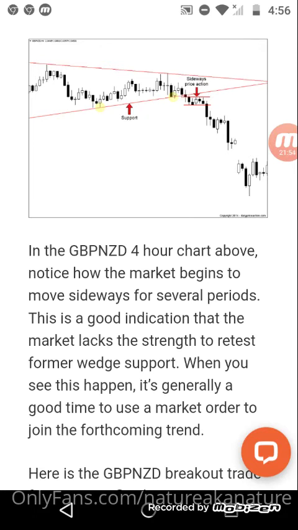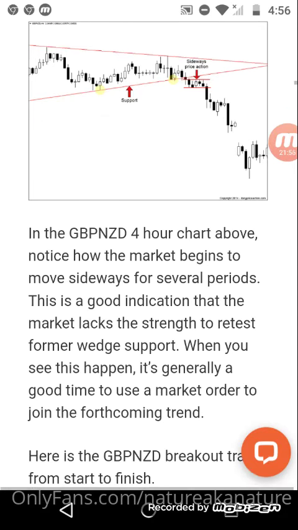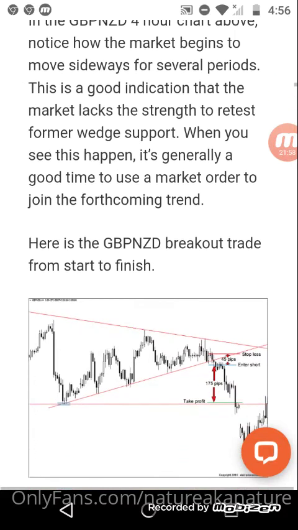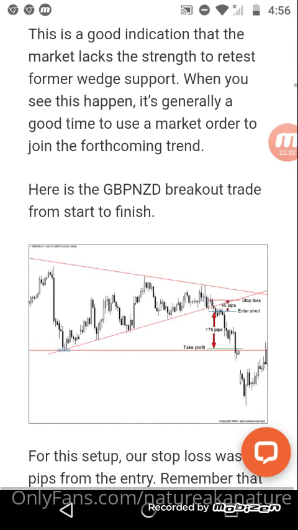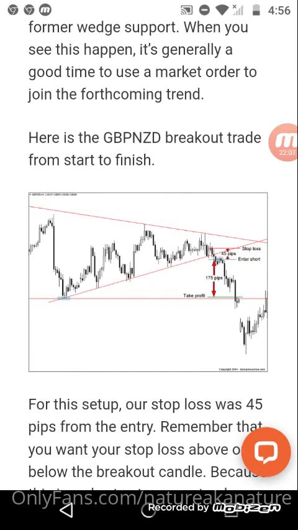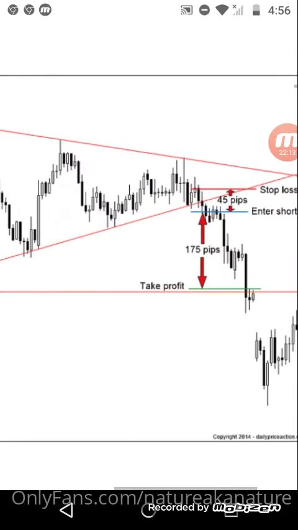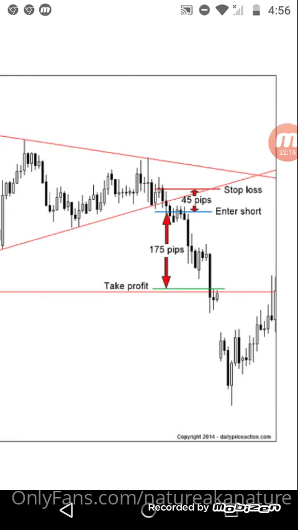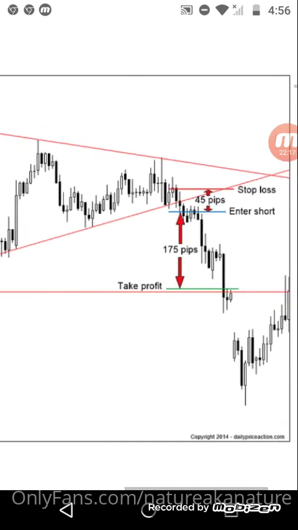You put your stop loss 45 pips above the breakout candles right here. As you can see, boom, it finally broke out of the wedge to the downside. We enter as soon as it breaks out, or as soon as it retests. Once it breaks out and retests, we enter for a 175 pip take profit.